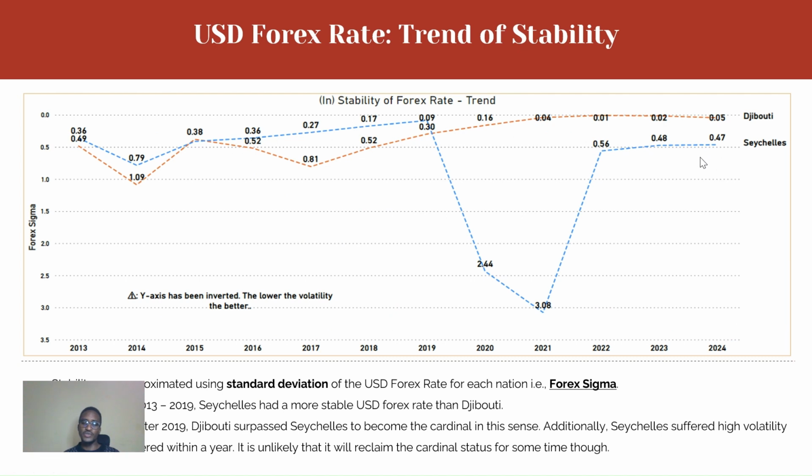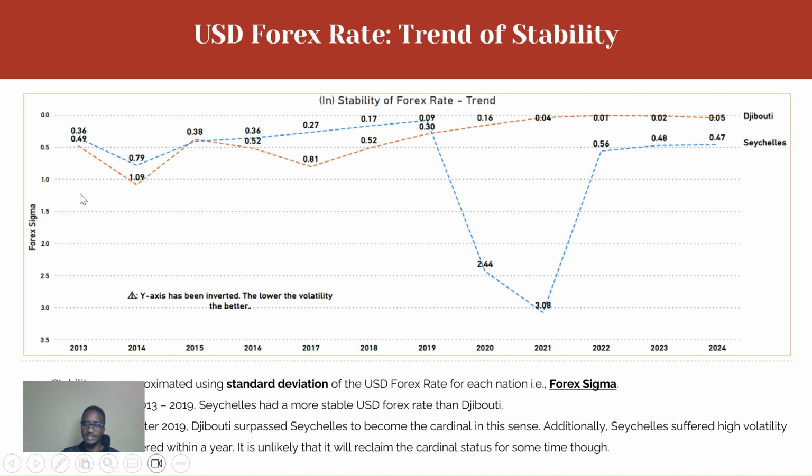Then we can also consider the trend of stability. So again, stability here is what's the changes, positive, negative across board. So just that indicator that shows the variability of how the rate is changing. Now here I use just standard deviation of this rate. So that's what I'm calling the Forex sigma. And again, the lower the sigma, the better. So the y-axis has also been inverted for this chart.